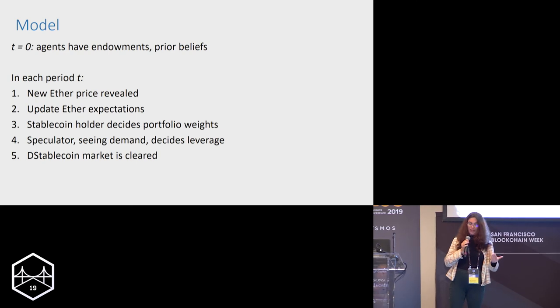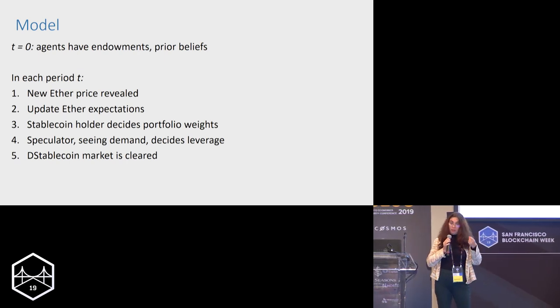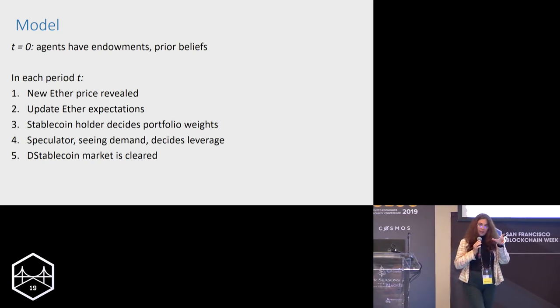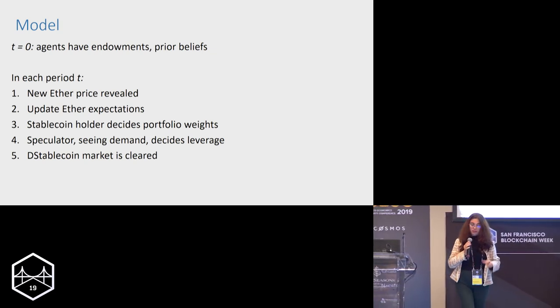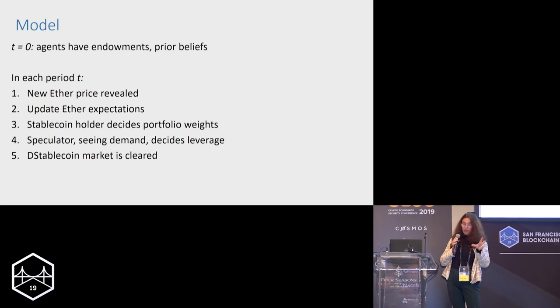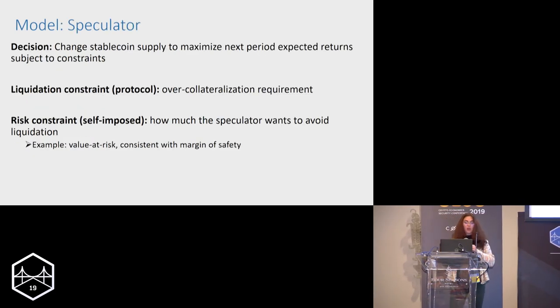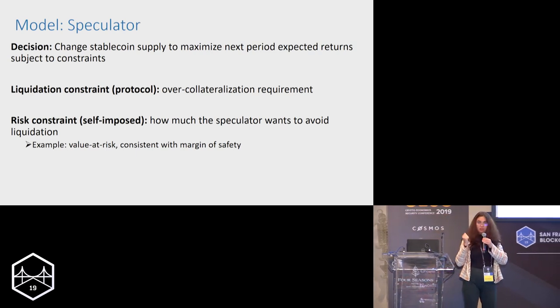So the model works like this. In each period, since it's a dynamic model, the new Ether price is revealed. We update Ether expectations. The stablecoin holder decides on the portfolio weight, so the stablecoin holder can keep part of its wealth in ETH and part of its wealth in stablecoin. And now the speculator, who sees the demand, can decide on leverage. And then you clear the market.